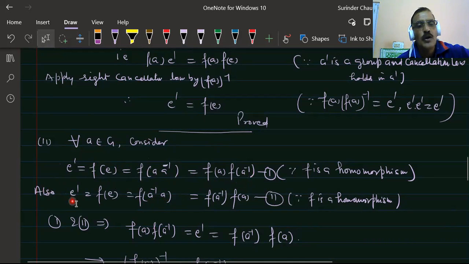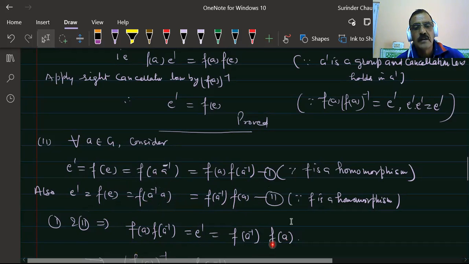Similarly, we can also write e' is equal to f(e). e can be written as a into a inverse is equal to a inverse into a, because a is an element of G and G is a group. So this is equal to this. Now f is a homomorphism. Therefore, f(a inverse into a) is equal to f(a inverse) into f(a). First and second imply f(a) into f(a inverse) is equal to e', which is equal to f(a inverse) into f(a).